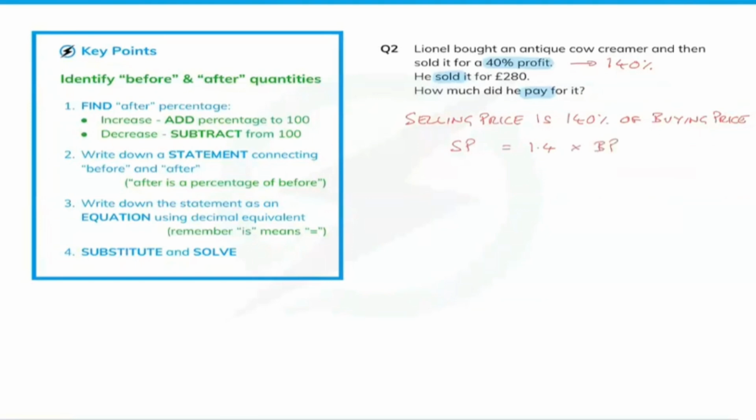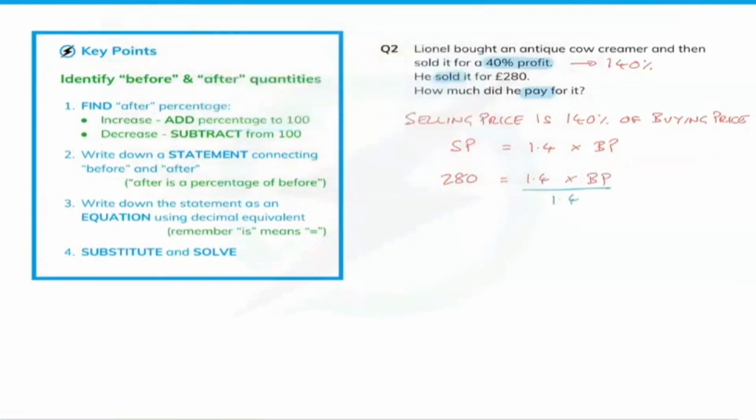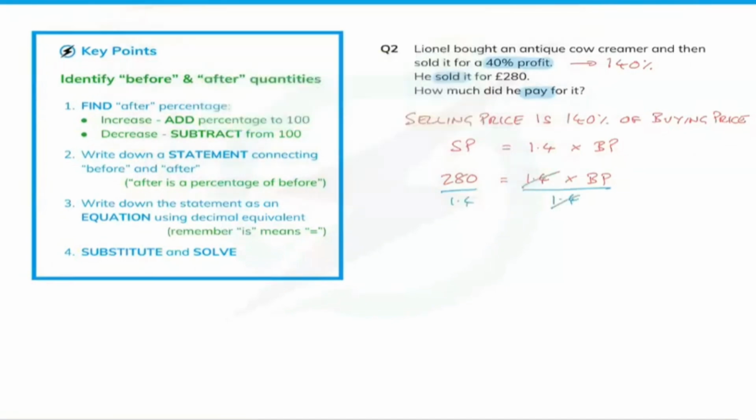And again, we can just put the numbers in. So it's sold for 280. That's 1.4 times the buying price. How do we find the buying price? Well, we divide both sides by that 1.4, which of course means the 1.4s cancel, and I get buying price equals 280 over 1.4, which is £200. So he's bought it for £200 and he's sold it for £280, which is a 40% profit.